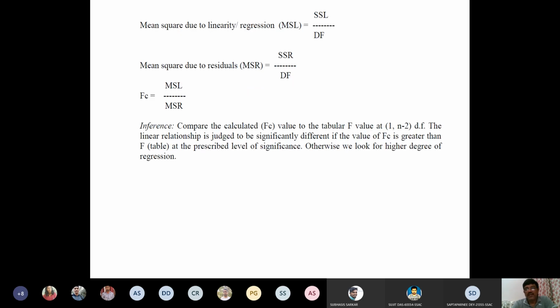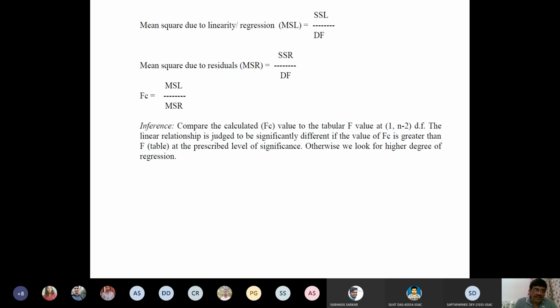So what happens? You can calculate the mean square due to linearity or regression as sum of square due to linearity or regression divided by degree of freedom. Similarly, mean square due to residual you can work out, and divide mean square due to linear regression by mean square due to residual. And you can see the table value at 1 and n minus 2 degree of freedom.